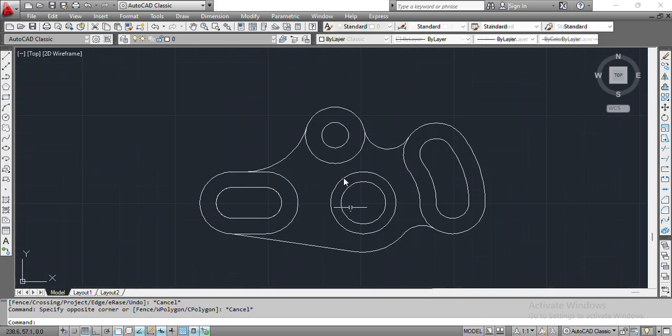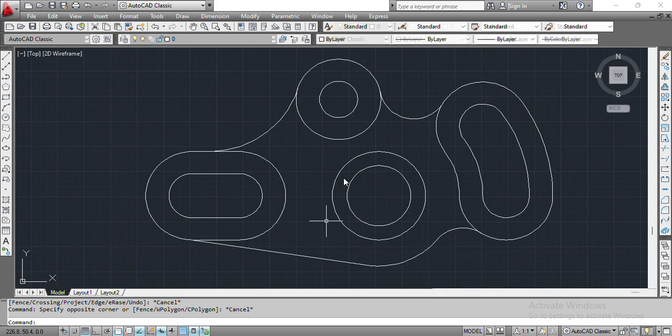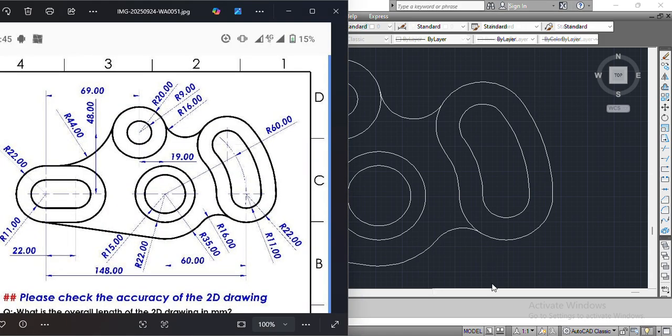So this is the diagram that we were drawing. It is actually the real diagram, if you can see in comparison. The next video is dimensioning of this diagram: one, to check on the accuracy, and two, to answer the question indicated below the diagram.